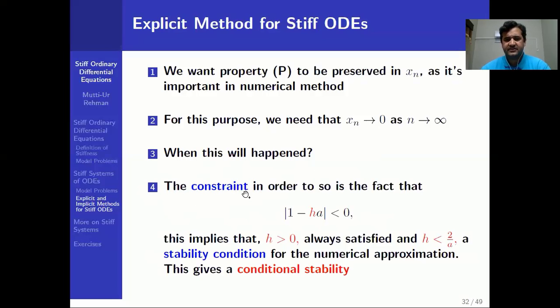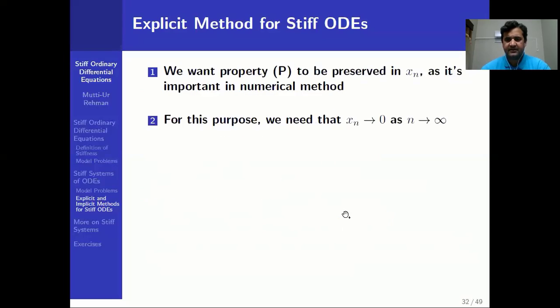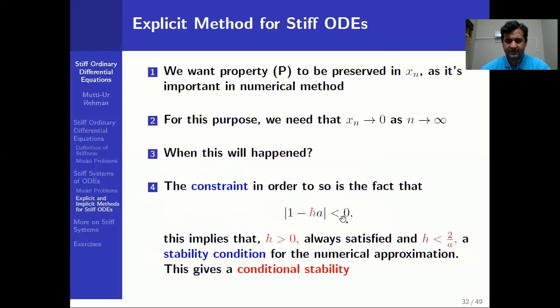So the constraint is that this expression, this fellow, in terms of the absolute value, is strictly negative. Okay, this is strictly less than 0. It's negative actually. And then if you play with this inequality, you will get the conditions on this step size, which are something like this actually.